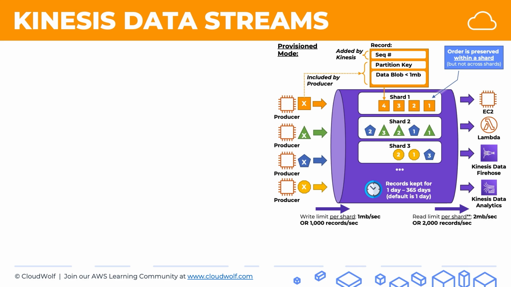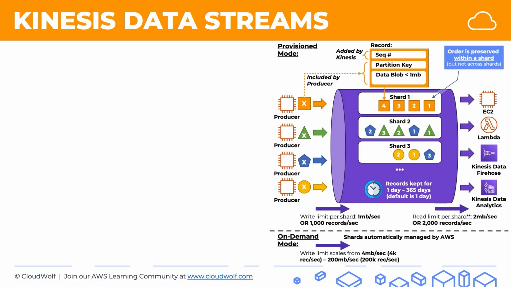Now, there's a second mode for Kinesis Data Streams, and that is the on-demand mode. Here, you don't need to provision shards yourself. Shards are automatically managed by AWS, and you should use this option when you don't know in advance how much throughput you will need, or when it needs to scale up and down. The write limit will scale from 4 megabytes per second to 200 megabytes per second, and the read limit will also scale and will be at least twice the write limit. So there you go, that's pretty much it on Kinesis Data Streams.